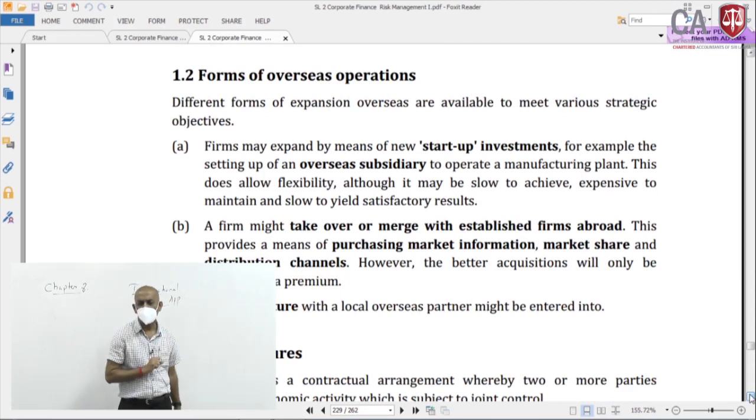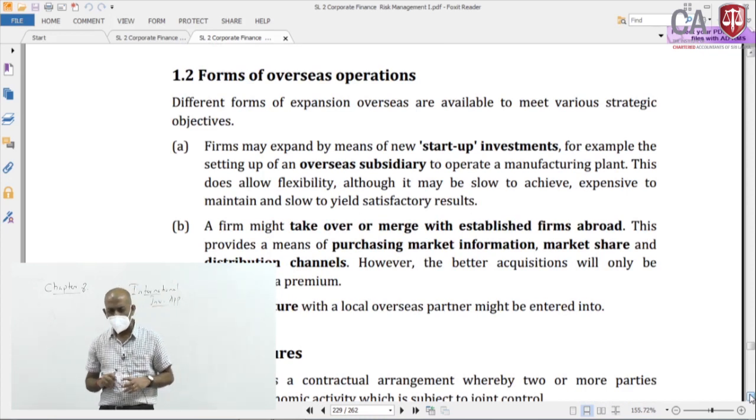So the forms of overseas operation, if you take the study pack, you look at 1.2, forms of our overseas operations, there are 3 they have just mentioned. One is you start a subsidiary on your own. Right, if you are going and starting a subsidiary, you say, okay, you want to put up a factory in Bangladesh, you start a new company. You start a new company, from scratch you do everything. That is one way of doing it. That is your own subsidiary company.